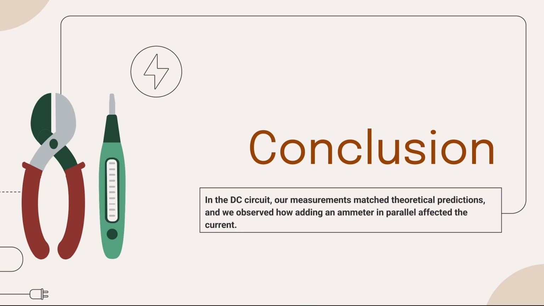In conclusion, we successfully analyzed both DC and RC circuits. In the DC circuits, our measurements matched theoretical predictions, and we observed how adding an ammeter in parallel affected the current. In the RC circuit, we observed the exponential charging and discharging of the capacitor with different time constants for the 2 ohm and 5 ohm bulbs.